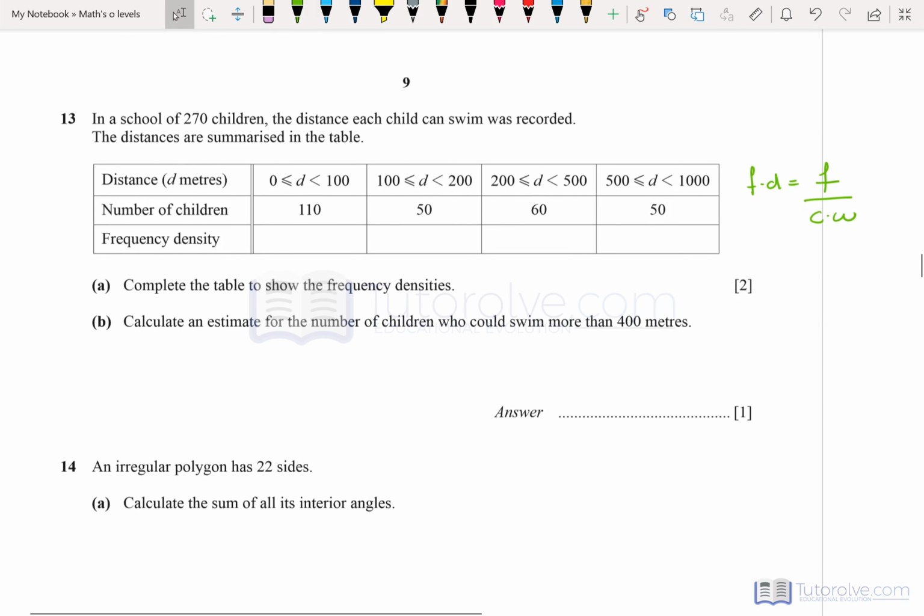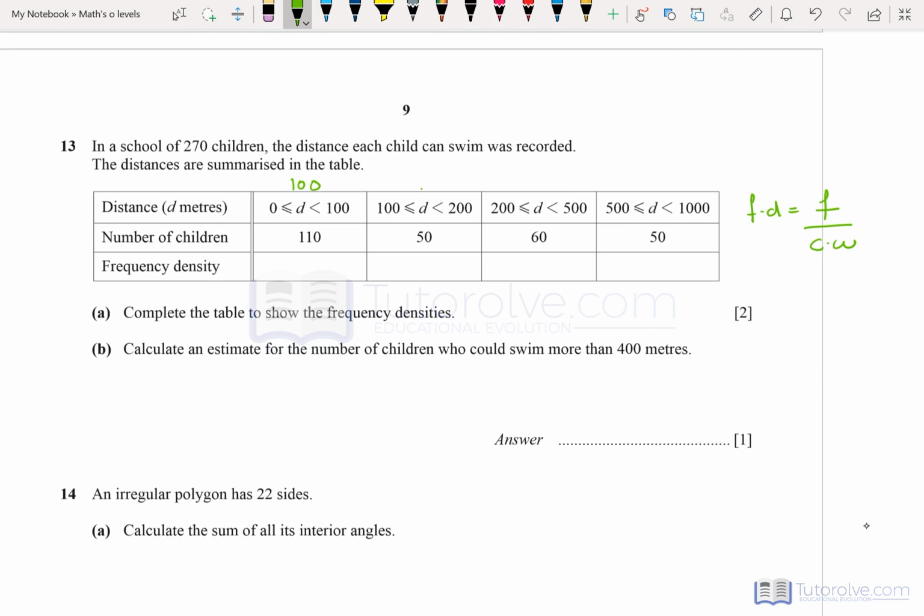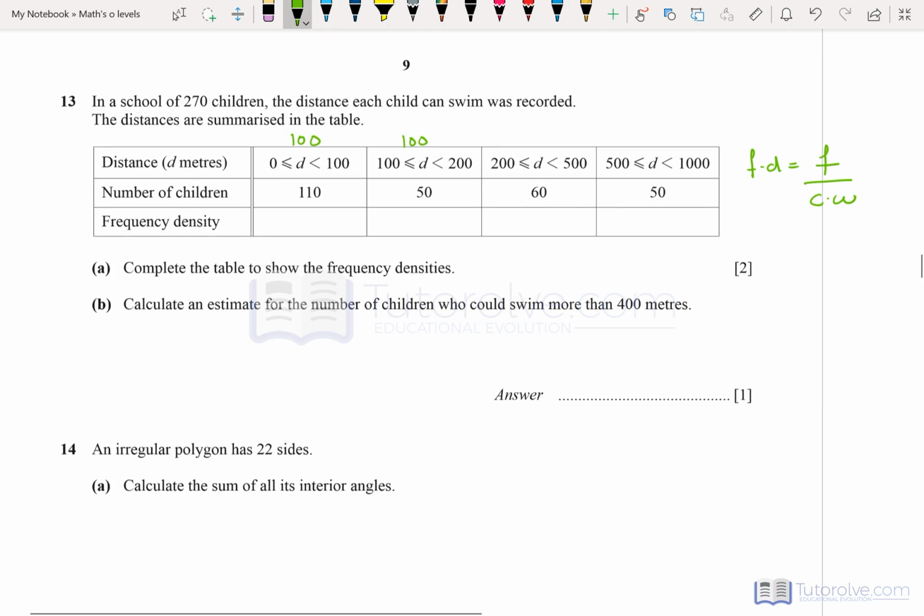Now the class width here is the length of this interval, which is 100 minus 0, which is 100. Likewise, 200 minus 100 is 100 again. So frequency density is frequency over class width. So 110 divided by 100 would give us the frequency density here, which is 1.1. Likewise, if we solve for the next ones using the same formula, we have the following frequency densities.